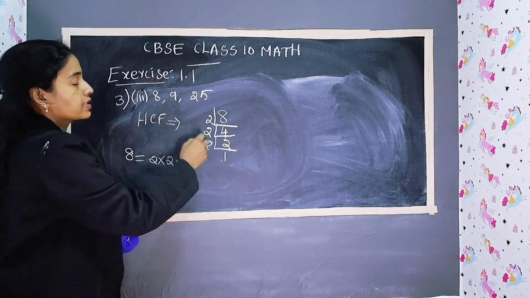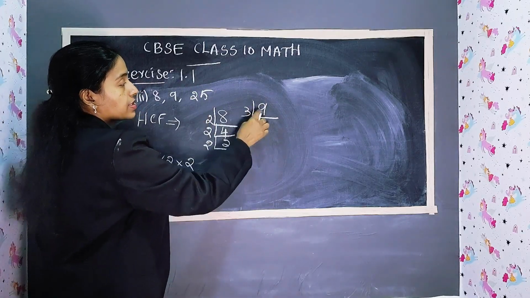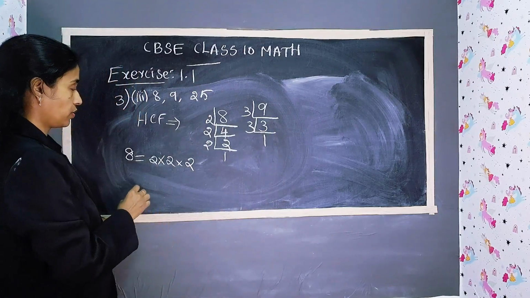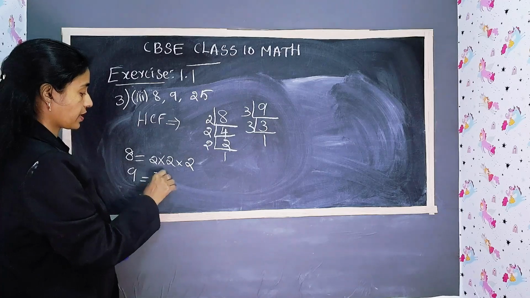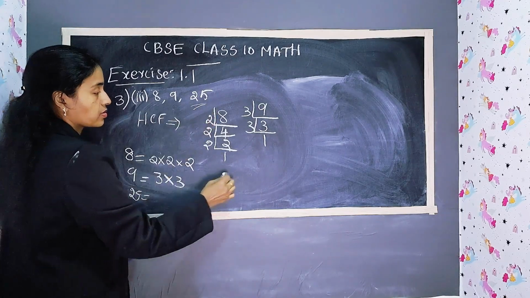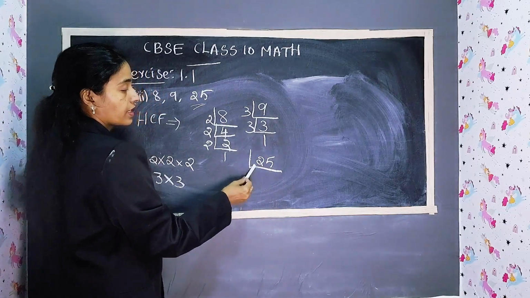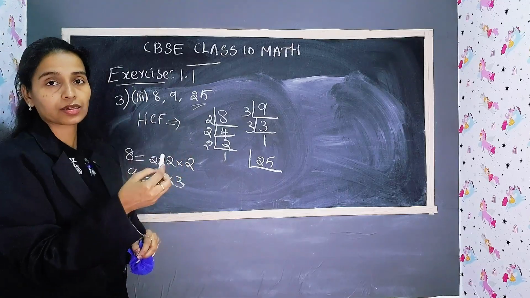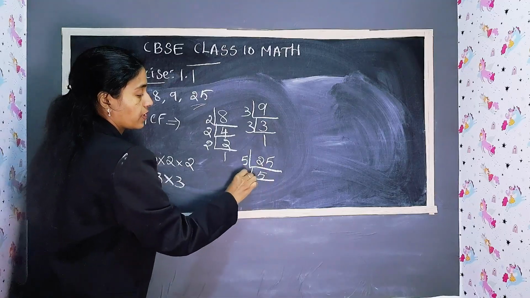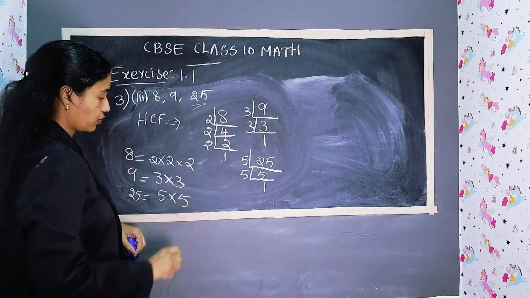Right? For 9, I can take 3 first. So 3 threes are 9. Again 3. 1 three is 3. So for 9, what would be the prime factors? 3 into 3. And 25. For 25, what would be the prime factors? I cannot take 2 first and then I cannot take 3. So I'm going with 5. 5 fives are 25. 5, 1 five is 5. So the prime factors are 5 into 5, right?